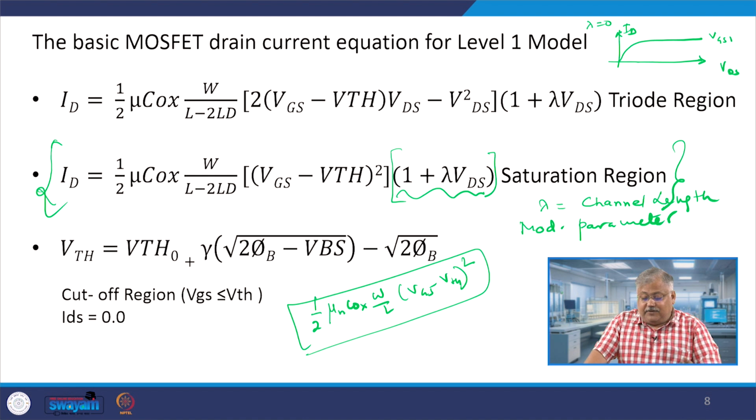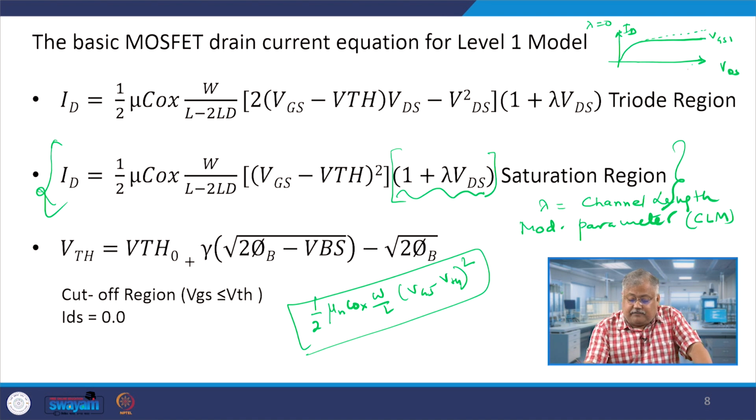However, if there were CLM, the channel length modulation parameter, then the graph will shift something like this, so that as VDS increases, 1 plus lambda VDS increases, and you can see that the resistance is not an infinite value, but a finite value when you bias your device in the saturation region, right. So, I have shown this in this graph, and that is also explicitly shown here.